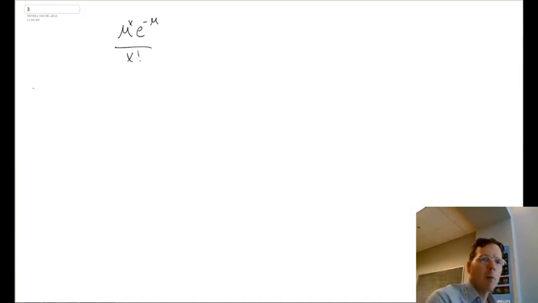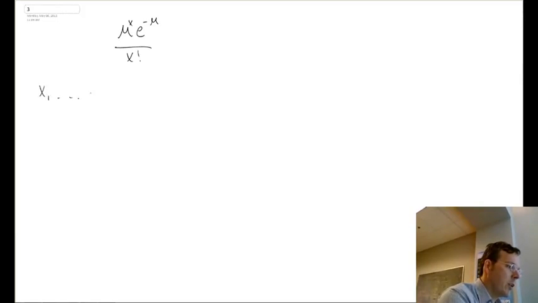And I also noticed I misspelled Poisson as poison on the quiz. So it's actually not a poison mass function. It's quite palatable actually as a mass function. It's not poisonous whatsoever.